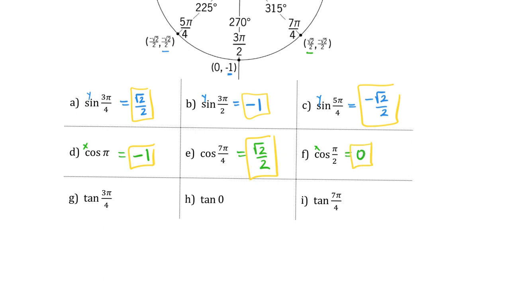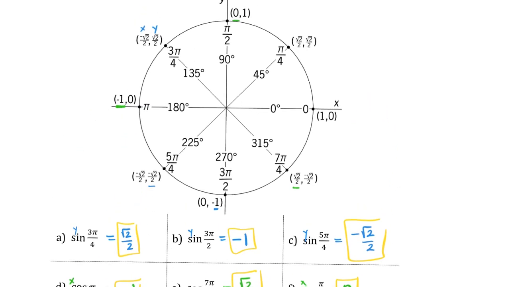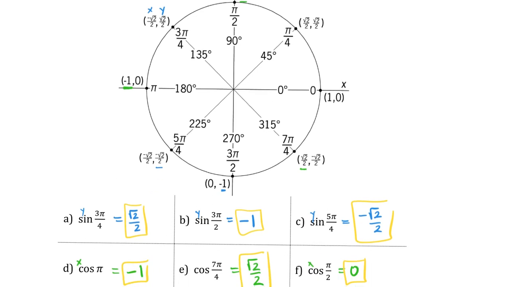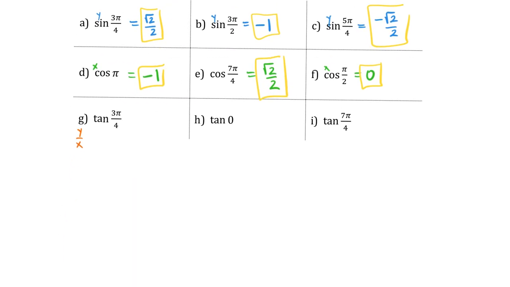Okay, now let's do some tangent. Tangent is the y over the x, or its opposite over adjacent, or sine over cosine. So 3 pi over 4. Let's look at 3 pi over 4. At 3 pi over 4, over here, the x is negative root 2 over 2, and the y is root 2 over 2. So let me go back. So I'm going to do the y.